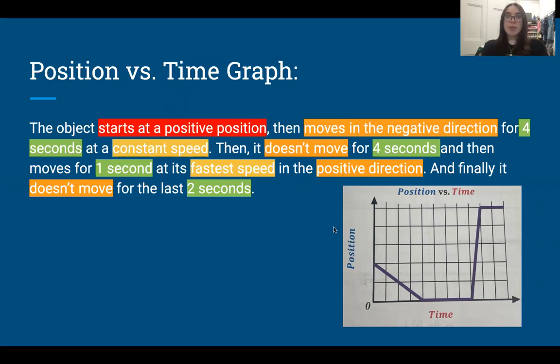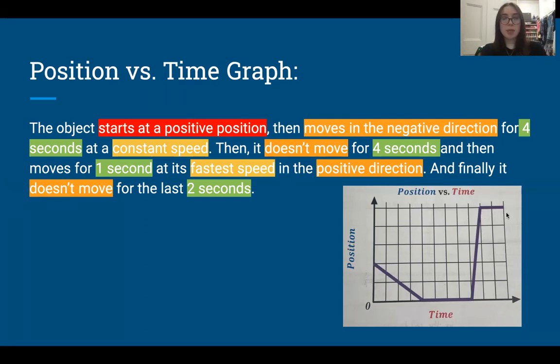So the object starts at a positive position, then moves in the negative direction for 4 seconds at a constant speed. Then it doesn't move for another 4 seconds and then moves for 1 second at its fastest speed in the positive direction. And finally, it doesn't move for the last 2 seconds.